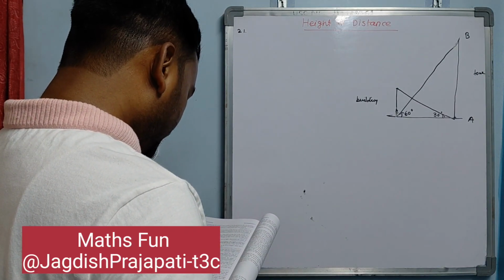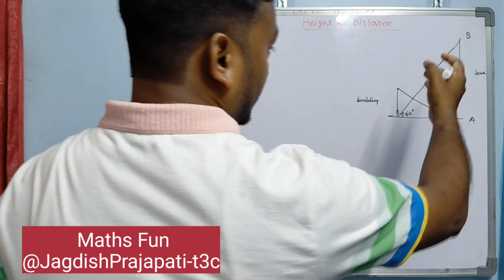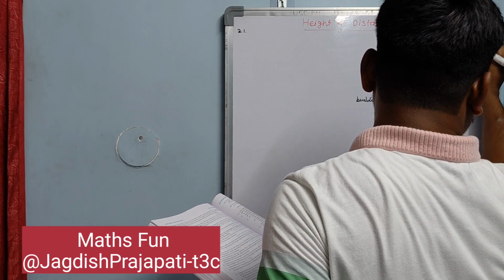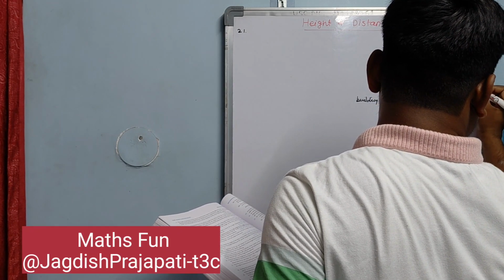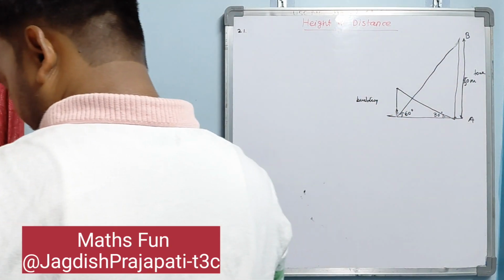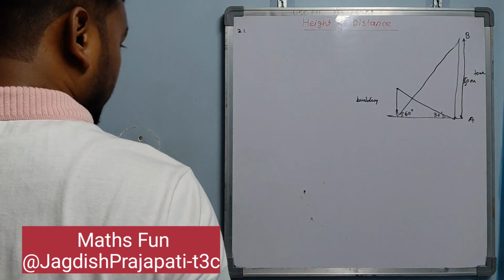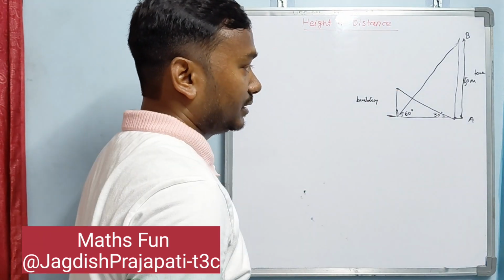Now, if the tower is 50-meter high, find the height of the building. The tower is 50-meter high. This is given. The height of the tower is 50 meter. Then we have to find out the height of the building.